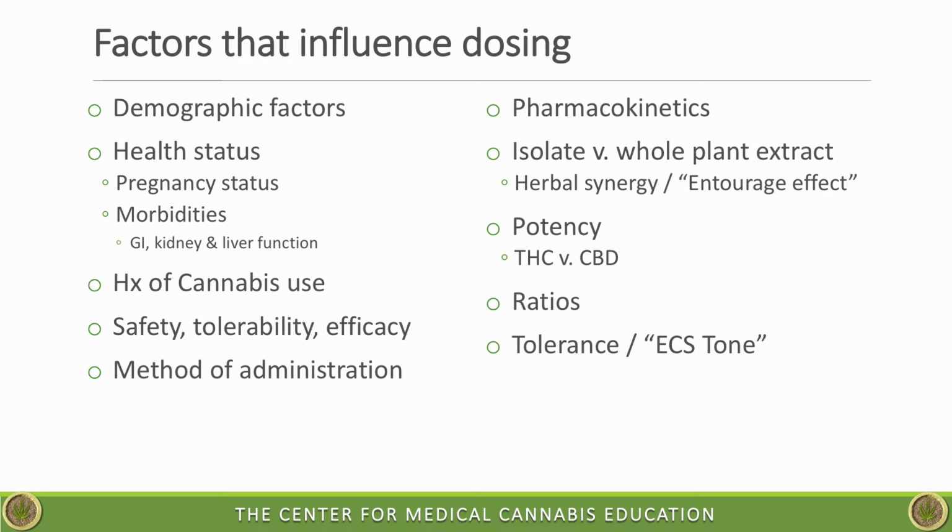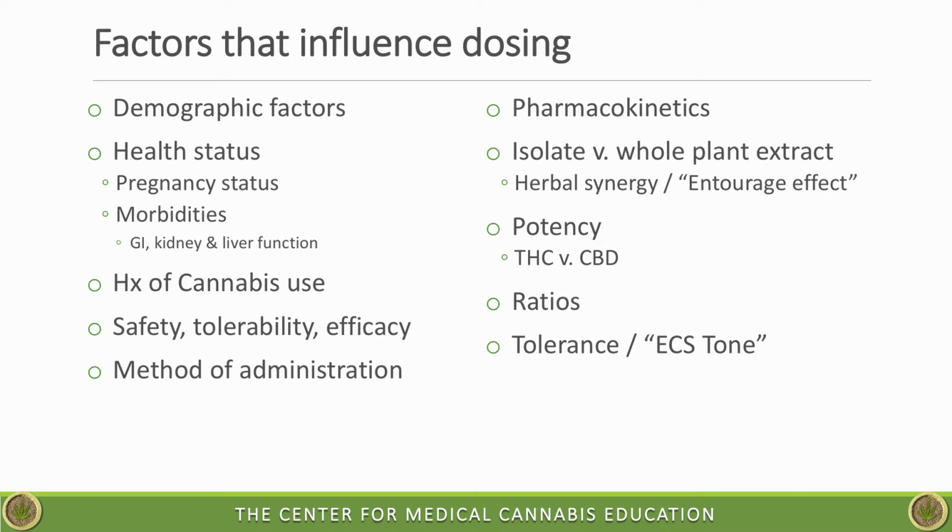Okay, let's take a step back now and just talk generally about factors that go into dosing with an eye towards medical cannabis as it is typically being used today, which is in its form either as a plant or as a plant extract or concentrate. Demographic factors are obviously very important. A patient's age at either end of the age spectrum is probably important, for example. Health status is also key. Pregnancy is usually a contraindication. Comorbidities could have an impact on liver function, kidney function, or GI function.